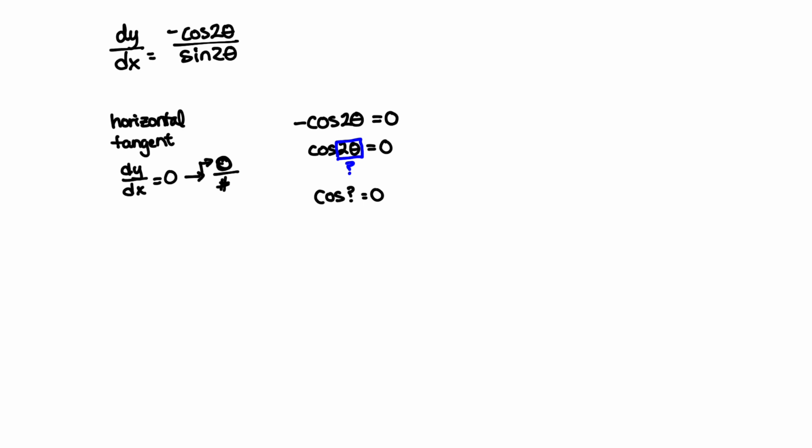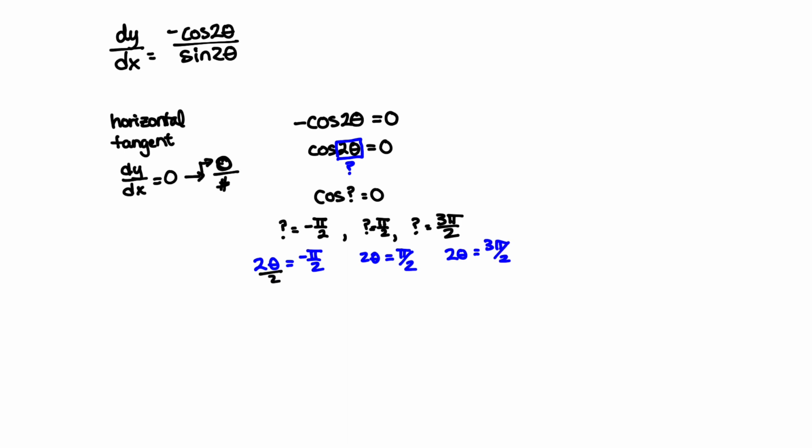Well, cosine is 0 at every odd multiple of pi over 2, right? So it would be negative pi over 2, positive pi over 2, 3 pi over 2, right? Every odd pi over 2 is where our cosine is 0. So that means specifically that 2 theta would have to equal negative pi over 2. 2 theta would have to equal positive pi over 2. 2 theta would have to equal 3 pi over 2.